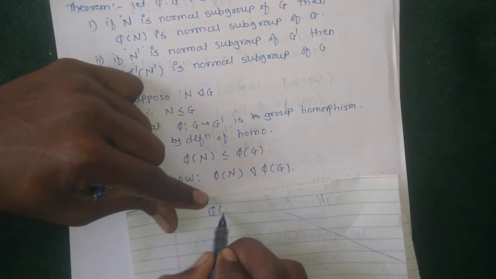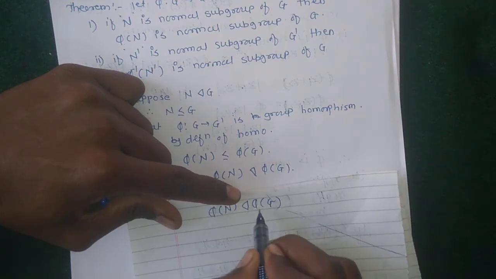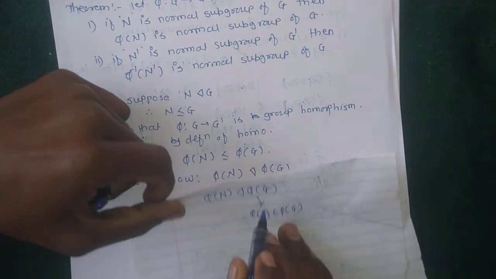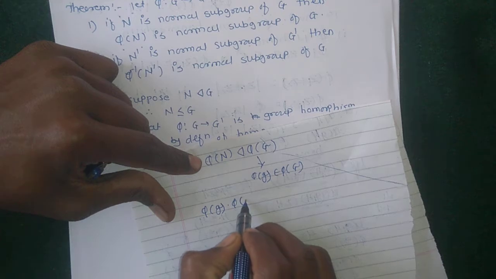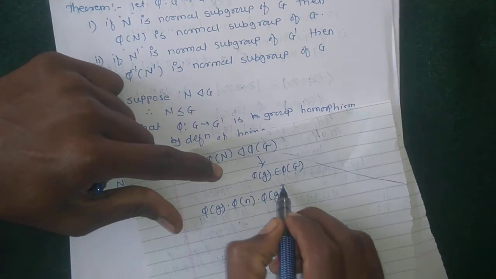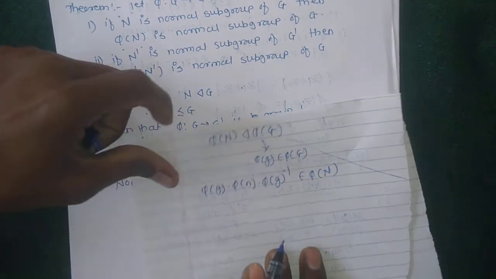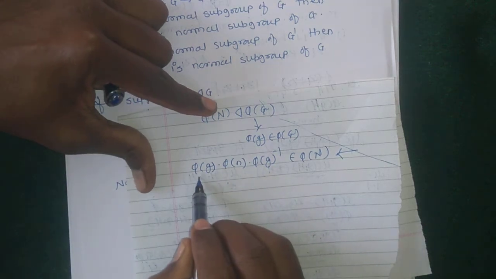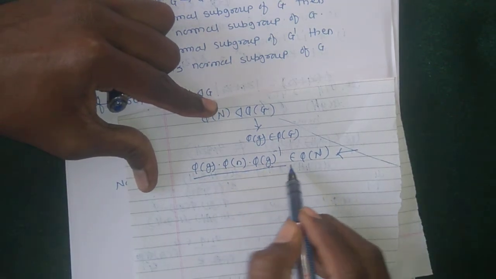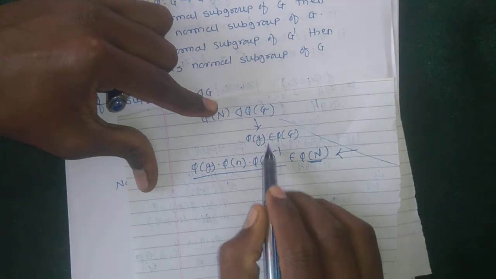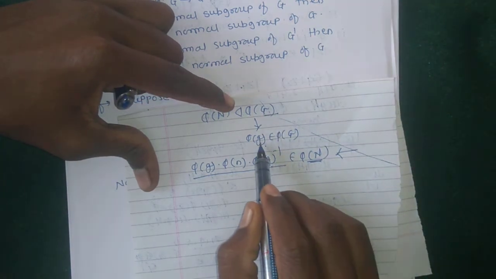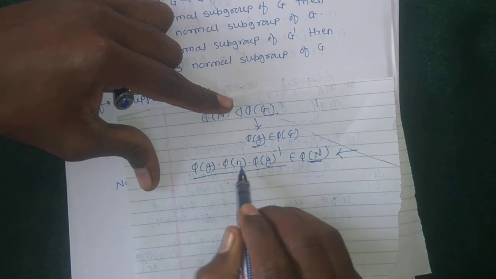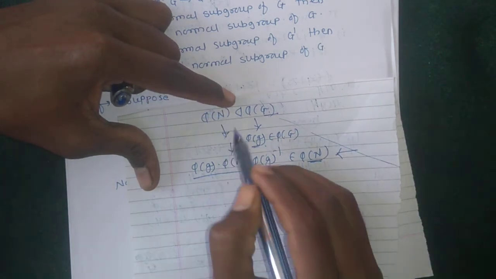Here, φ(N) is a normal subgroup of φ(G). Suppose φ(g) belongs to φ(G). If φ(g)·φ(n)·φ(g)^-1 belongs to φ(N), by using the definition of normal subgroup, the multiplication of this element belongs to φ(N), where φ(G) is a group, which implies that φ(g) has an inverse that also exists in φ(G). So φ(g)·φ(n)·φ(g)^-1 is an element of φ(N).